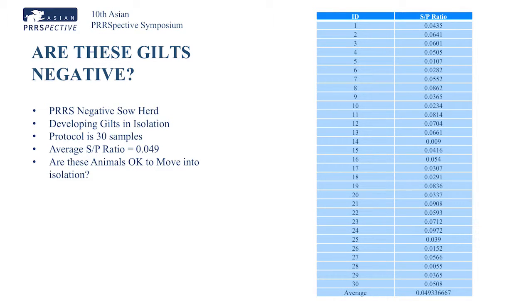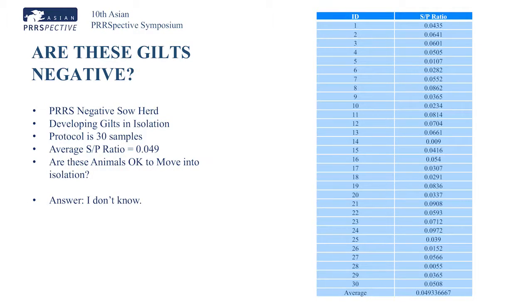Okay, so here's the results of our testing. 30 ELISAs. Average S to P ratio is 0.049. Is it safe to move these animals into my sow herd? Can I be confident that I can move these animals into my sow herd and not infect them with PRRS?